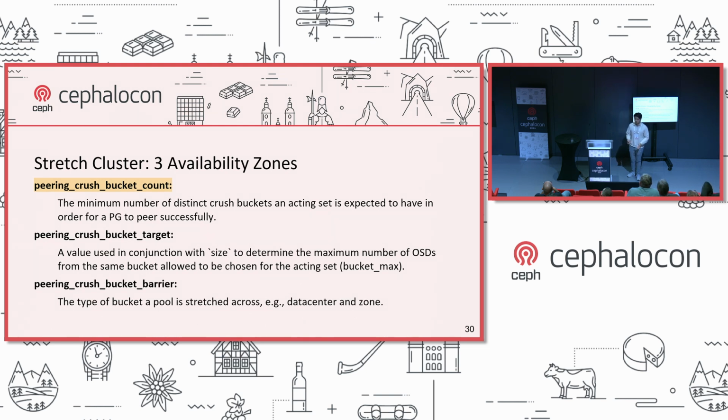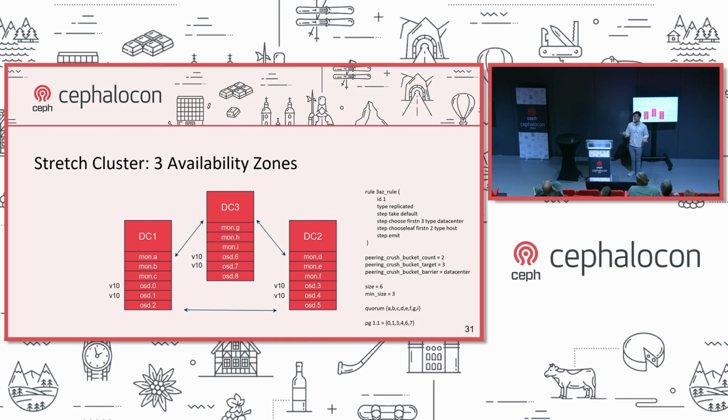So peering crush bucket count is the minimum number of distinct crush buckets, or in our example, data centers, that an acting set is expected to have in order for the PG to peer successfully. For 2 sites, this value would be 2, because we're expecting at least 2 distinct data centers in the acting set, with the only exception being degraded mode, where you change this value to 1, okay? And let's see how this plays out in a 3AZ stretch cluster.